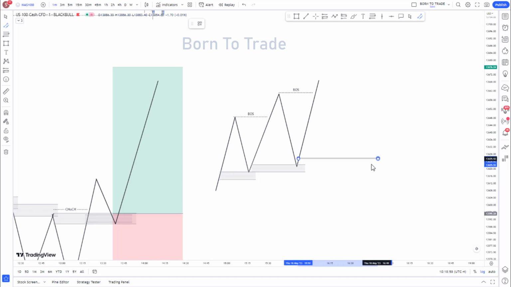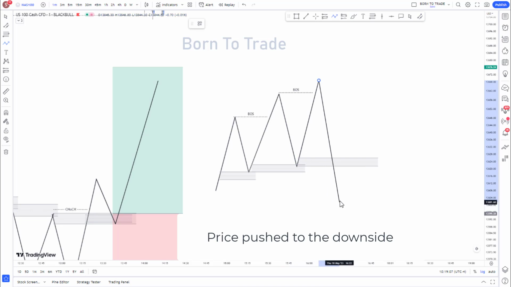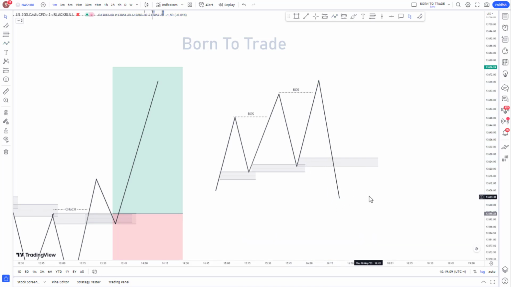We have another zone, another block here which we'll be looking to trade from. What do we see price do? Price push to the upside, making the order block a failed order block. So what I said, you want to see a fair value gap in between this order block.